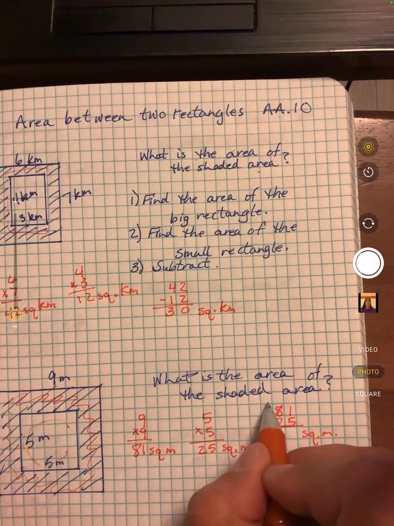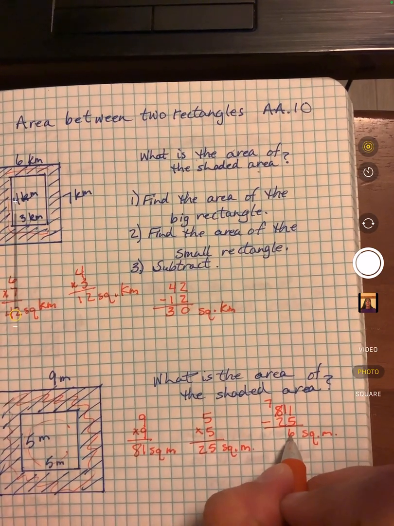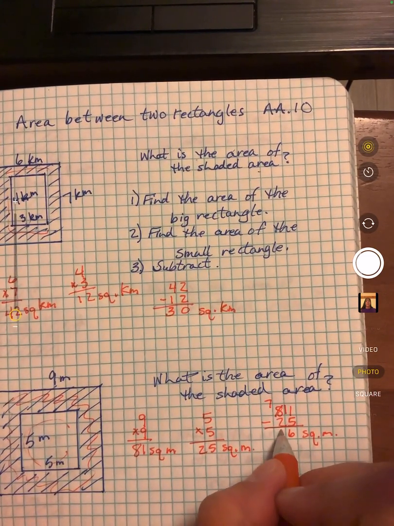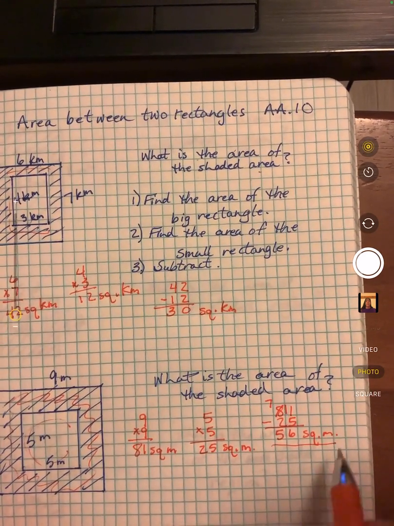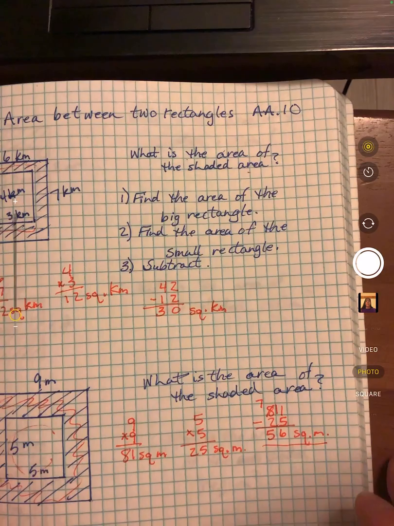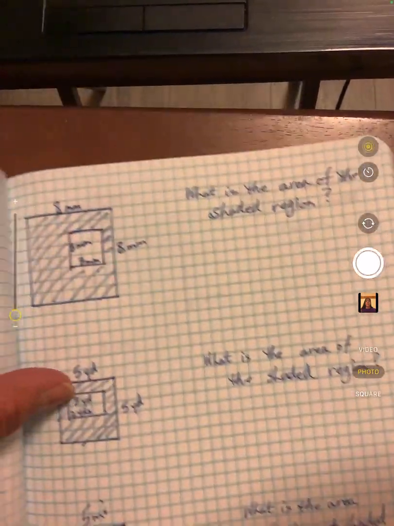Can't subtract 1 from 5, so we have to borrow. 11 minus 5 is 6. 7 minus 2 is 5. So this would be 56 square meters. Okay? I've got a few more examples, okay?